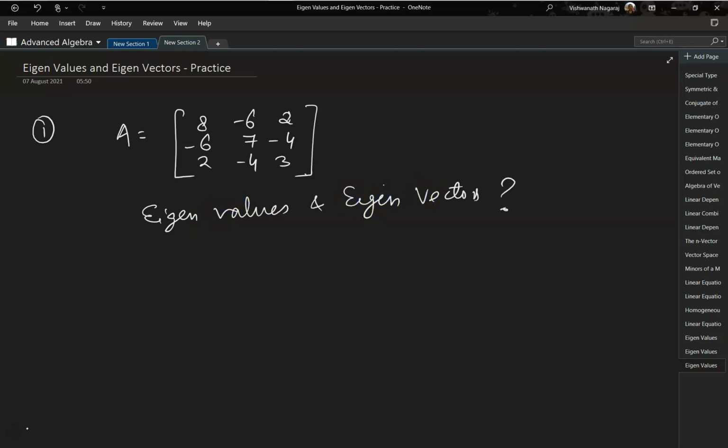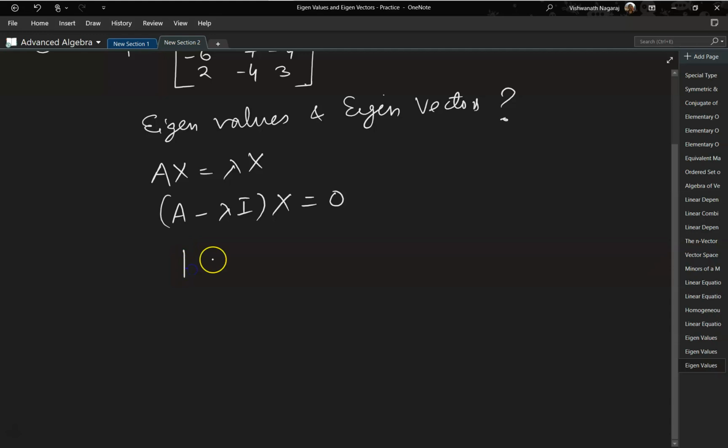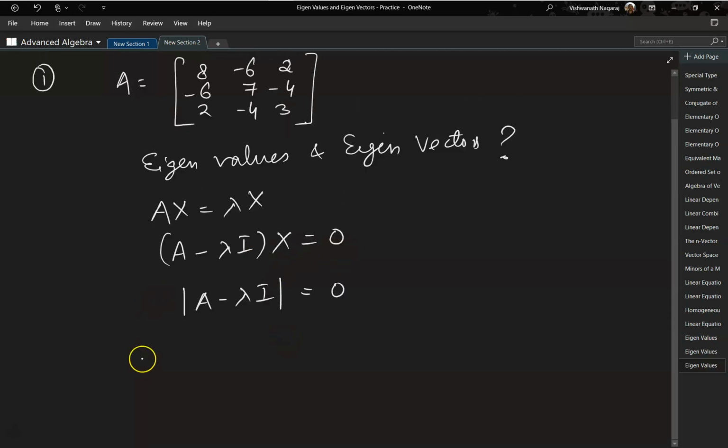Now we know the equation Ax = λx, and this becomes (A - λI)x = 0. And we know that we need to figure out the determinant to get the characteristic equation. So |A - λI| = 0. Okay, let's do that.